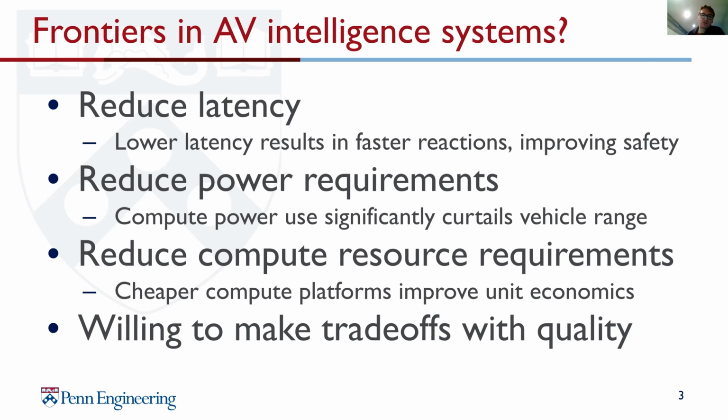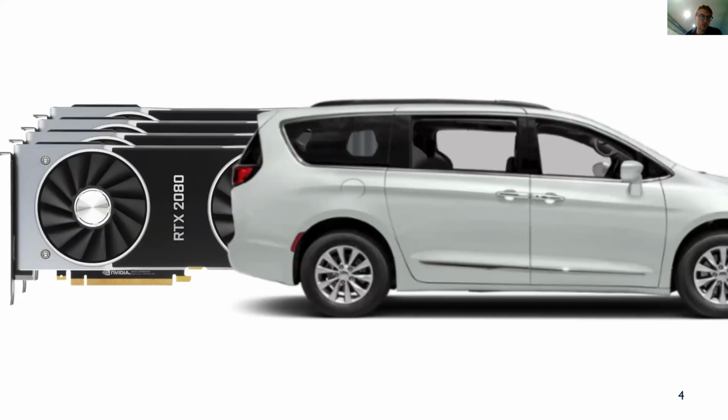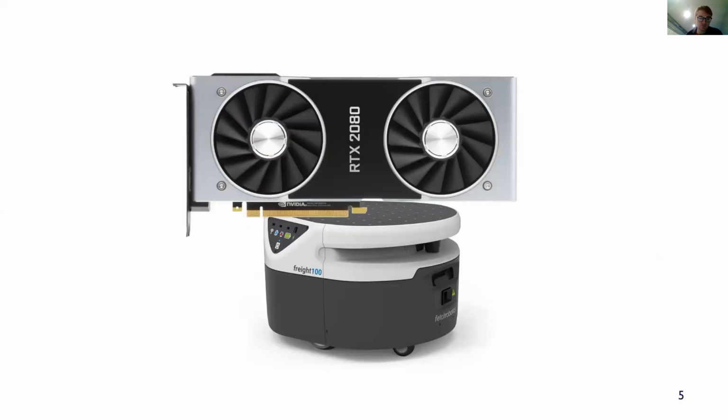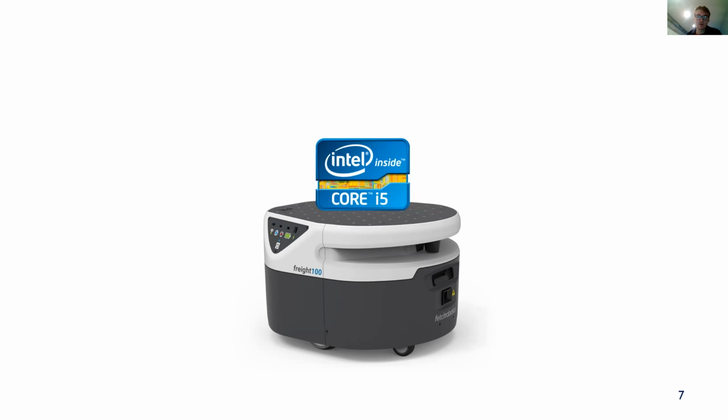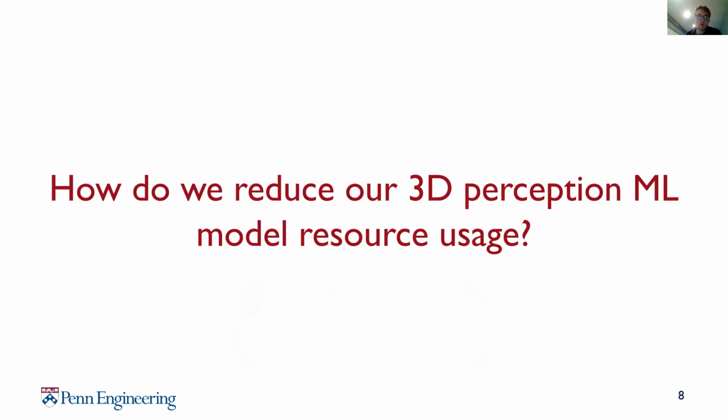It also turns out that AVs are not the only domain where these constraints exist. You're able to put multiple gaming computers worth of GPUs and high-end desktop CPUs in the back of your car. But for instance, my lab has a Fetch Freight robot base. We're not able to strap high-end desktop GPUs to this at all. Even if we had the money and time to do this, we simply don't have the power budget. We have to settle for something like an onboard accelerator, like an NVIDIA Jetson, or potentially even run it straight on the CPU itself. So with that in mind, a question that we need to answer is, how do we reduce our 3D perception ML model resource usage? And that's essentially what I'm going to focus on today.